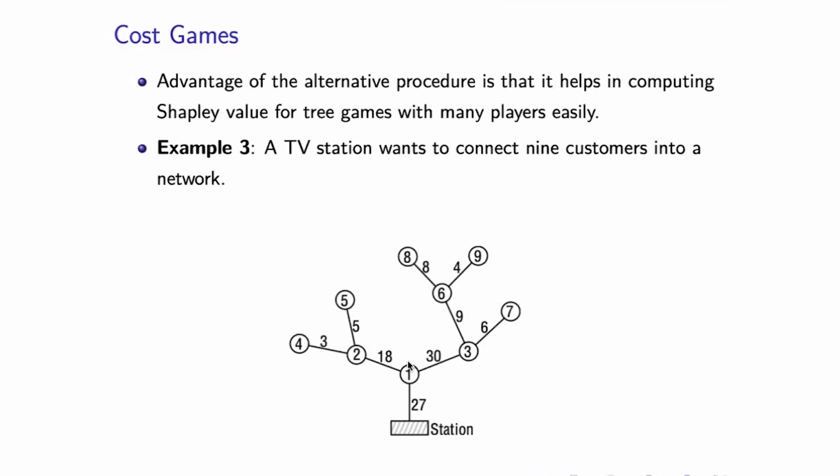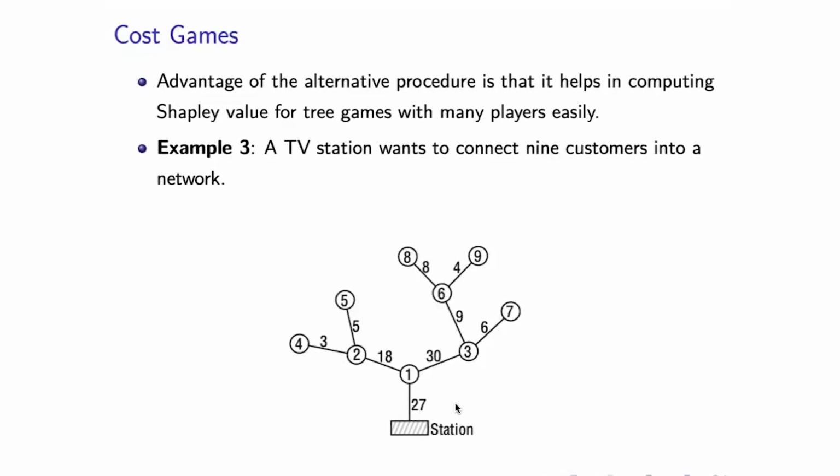So you've got the station which is connecting to 1. That has a cost of 27. You have got 1 connecting to 2, which has a cost of 18. Then the arc that connects 2 to 5 has a cost of 5, and the one that connects 2 to 4 has a cost of 3. Again, from 1, you could have also connected to 3, which would have had a cost of 30. 3 connects directly to 7 with the cost of 6. 3 and 6 are connected via an arc, which costs 9, and then 6 is connected to 9 with an arc which costs 4, and 6 is also connected to 8 with a cost of 8. So this is the structure that we have.